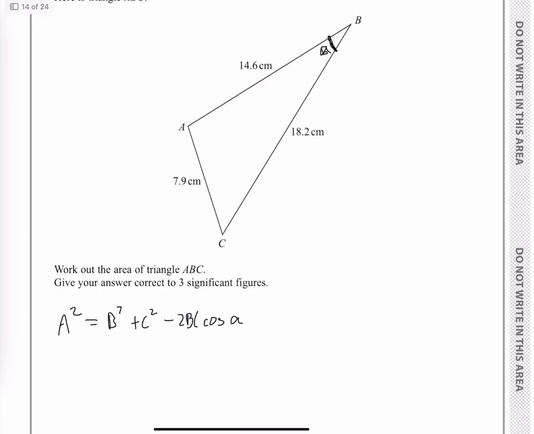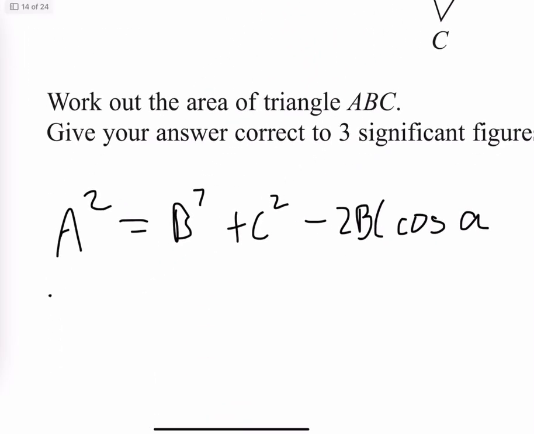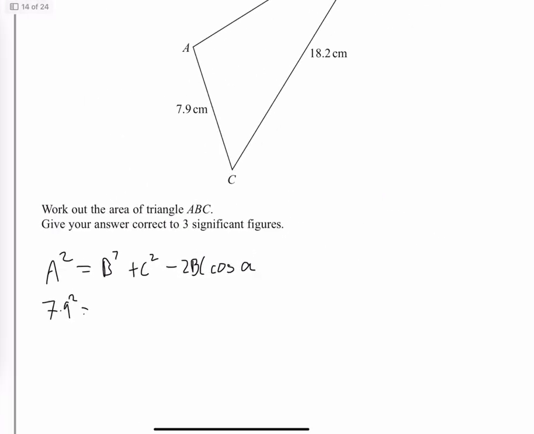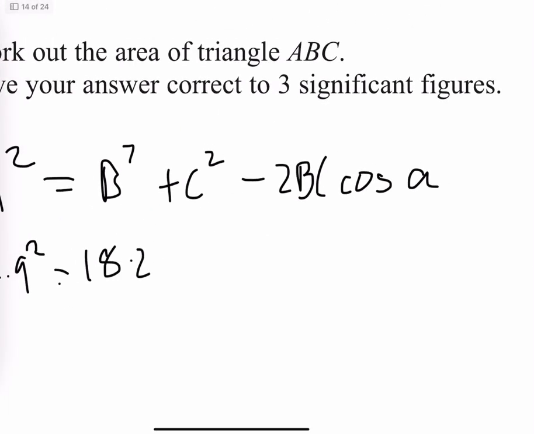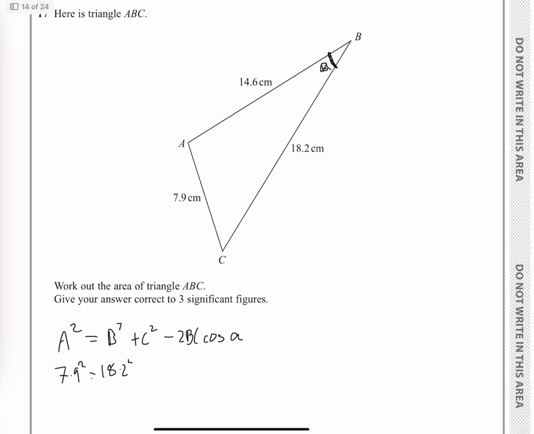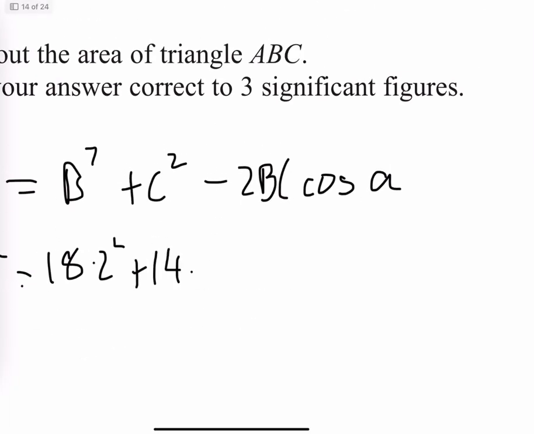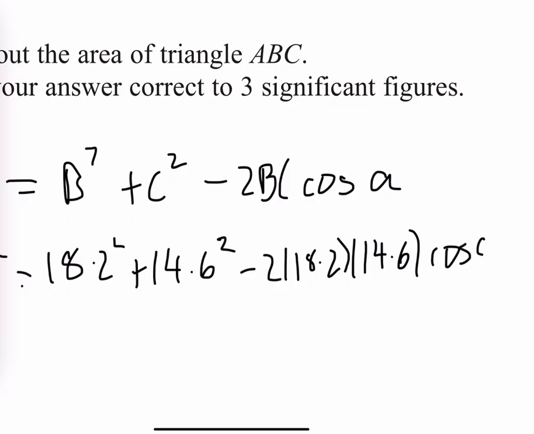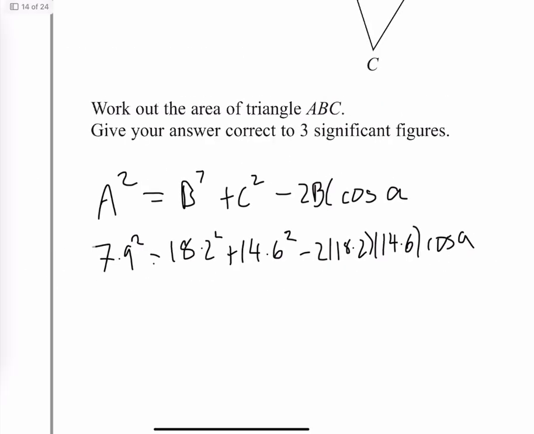So this means 7.9 squared has to equal 18.2 squared plus 14.6 squared minus 2 times 18.2 times 14.6 cos of A. We'll rearrange this to find what A is, which can't be that hard, surely.